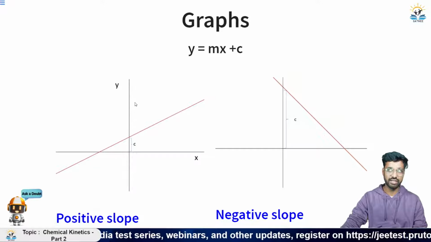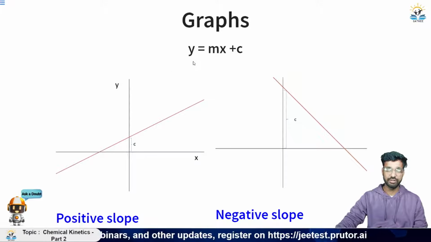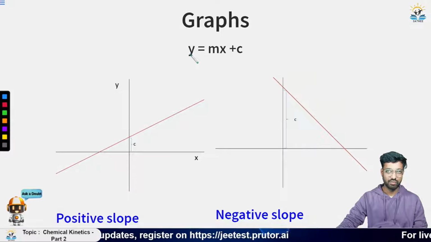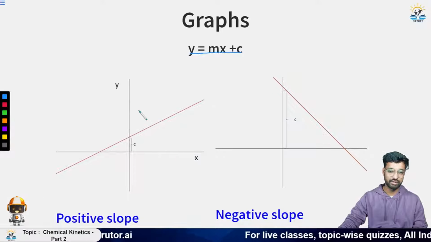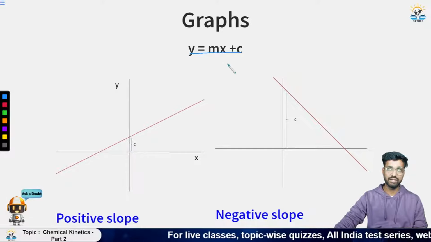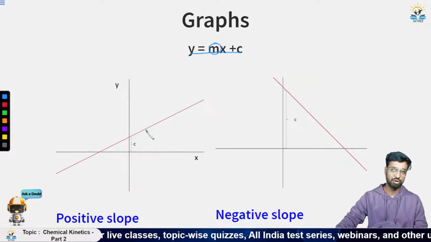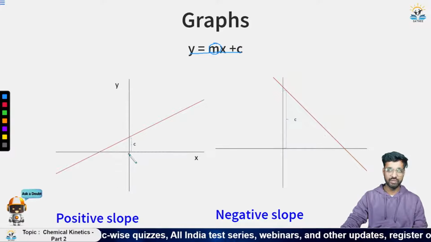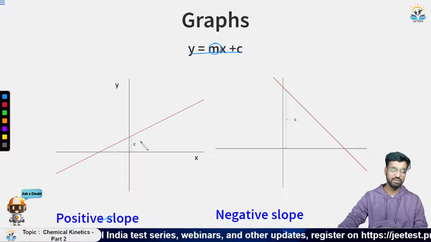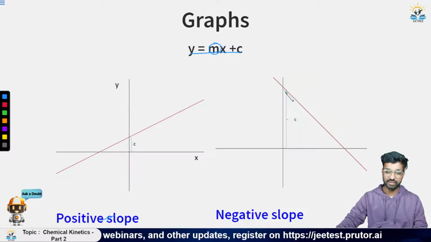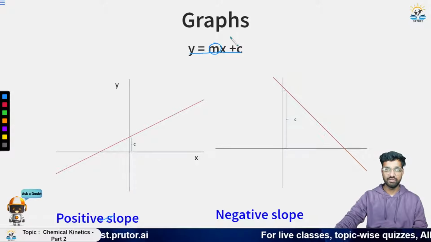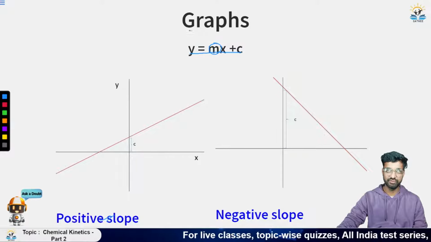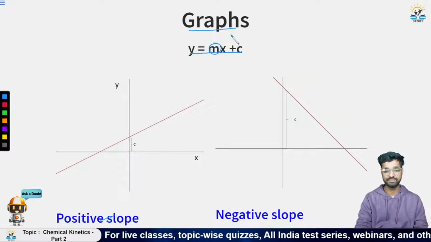The first graph we are seeing here is a straight line. The equation of a straight line we know very clearly: y is equal to mx plus c, where y and x are the axes, c is the intercept, and m is the slope of the given straight line. The slope can be positive, as in this case, or negative. And this is the intercept, equal to c. This is the very first equation, and it will be used to and fro in every order of reaction.